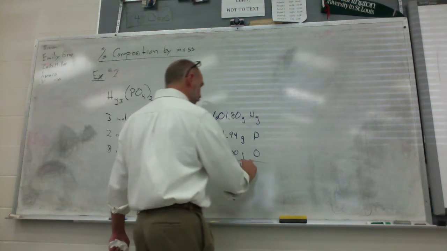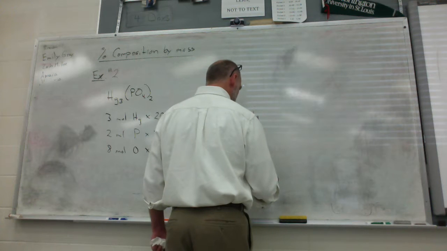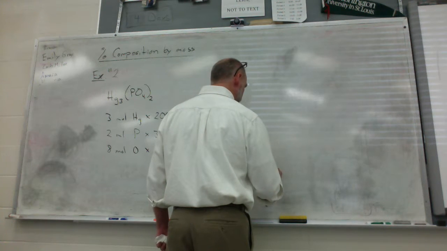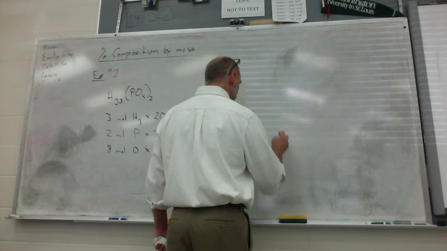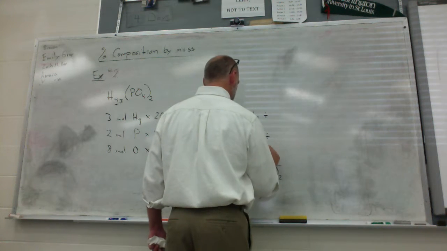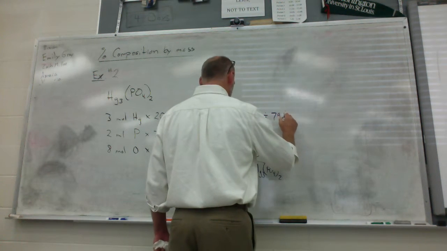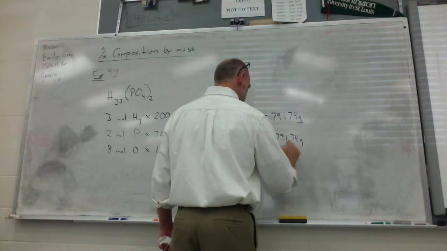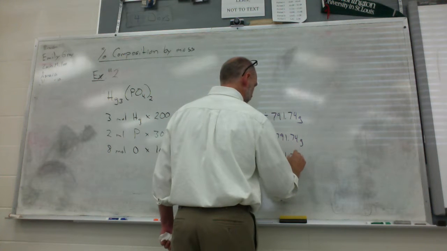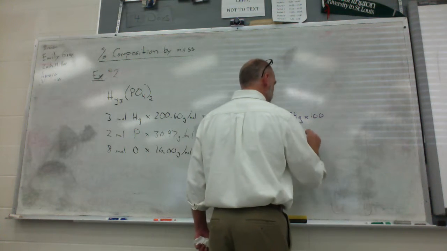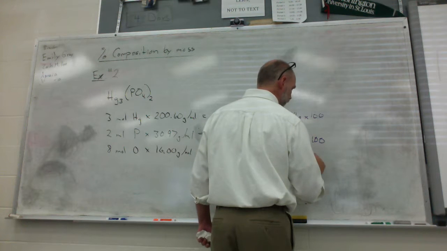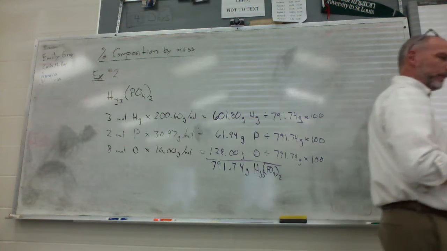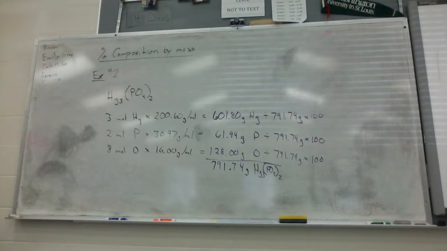Okay, and that's of the what do we have? Mercury to phosphate, right? So we divide each of these by 791.74. Multiply by 100. You can set these up any way you want. Doesn't matter how you set them up. I started doing it this way a couple years ago just because I got bored. So I tried to do it the other way.